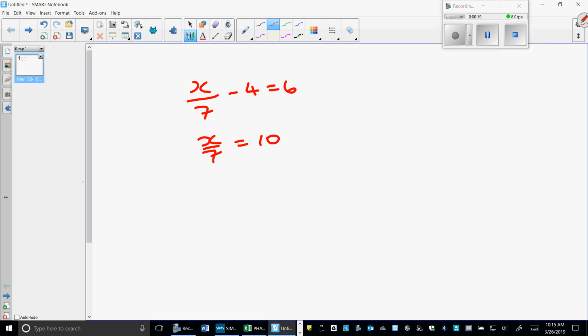Okay, what does this say? This says x divided by 7 equals 10. How do we undo something? We do the opposite, and what's the opposite of divide? Times. So you had to multiply both sides by 7, and that gave us 70. Remember, always the answer you get here, you need to be able to stick back into the beginning to get the right value.